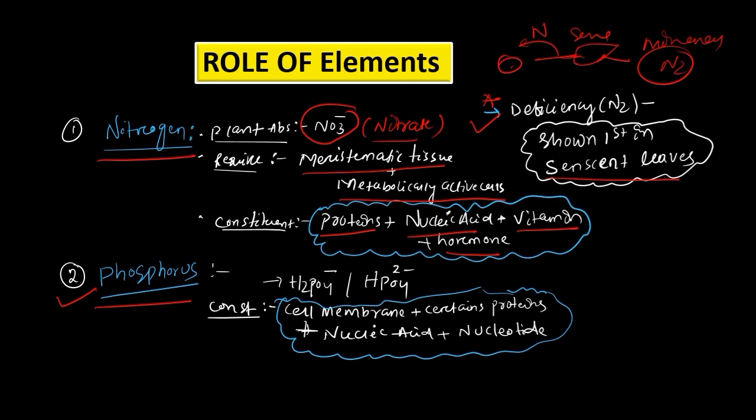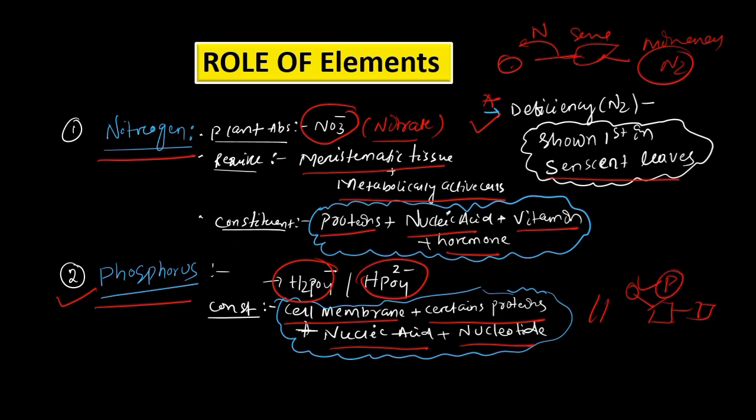So what is phosphorus? Phosphorus is absorbed as H2PO4 and HPO4. These constitute the main part of the cell membrane. We know the cell membrane is composed of phosphate and lipid, so this is the basic role of phosphorus. Certain proteins, nucleic acids and nucleotides also contain it. In DNA we find phosphate, sugar and nitrogen base, and phosphate is the backbone of the nucleotide.